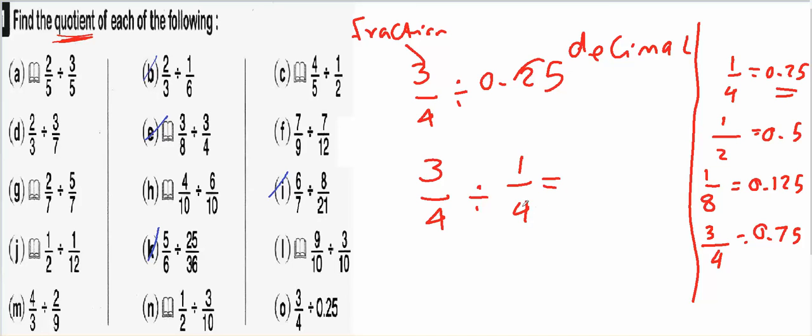The two fractions have the same denominators. We can divide the numerators directly. 3 divided by 1 equals 3.